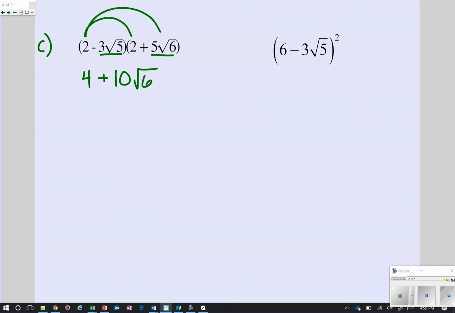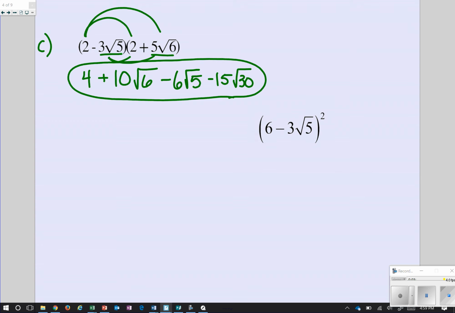Now we jump back to our second term. Negative 3 square root of 5 times 2 is plus a negative, or you could just call it a negative 6 square root of 5. And then for our last one, the negative 3 times 5 gives us a negative 15. And the square root of 5 times the square root of 6 gives us the square root of 30. Now this expression can't be simplified any further, so we circle our answer.